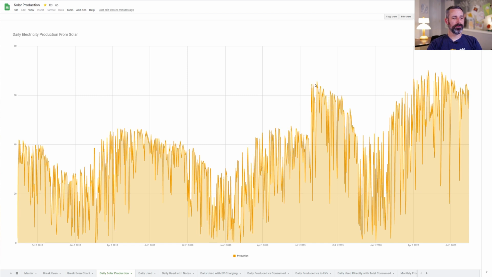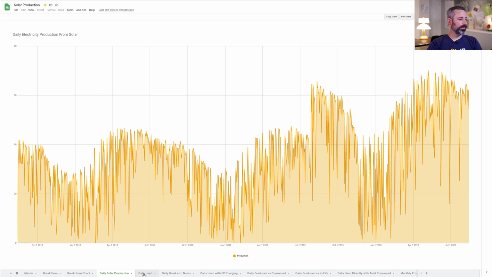And so now we're getting like 64, 65 kilowatt hours a day in August. And then we head into that next winter, and you can see our overall production is higher than it was the year before. And then the next spring, we peak at 70.11 kilowatt hours of production in one day with our 9.98 kilowatt solar array.